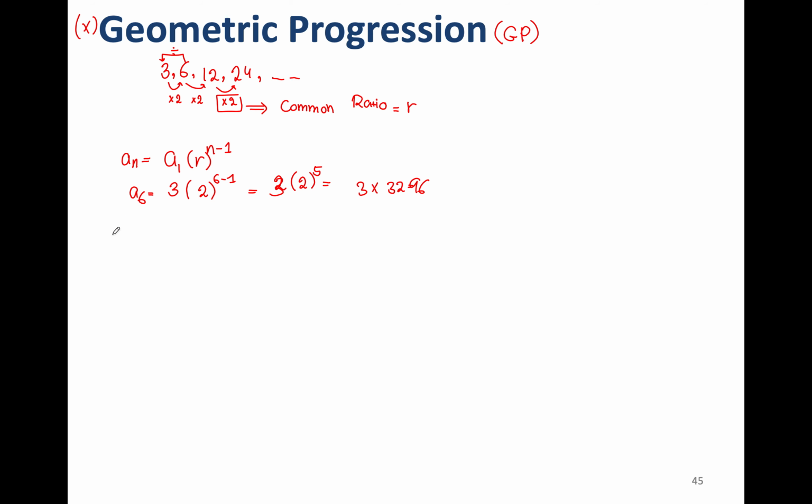Okay, now from the nth term we might get a lot of information. Let's see the example that says that in a GP sequence, we have A3 as 12, A6 as 324, and we need to find the 10th term.